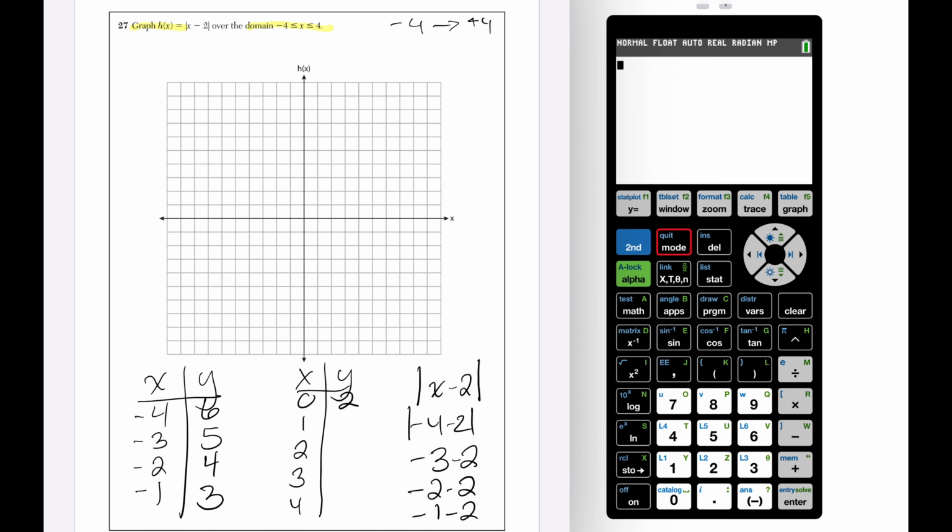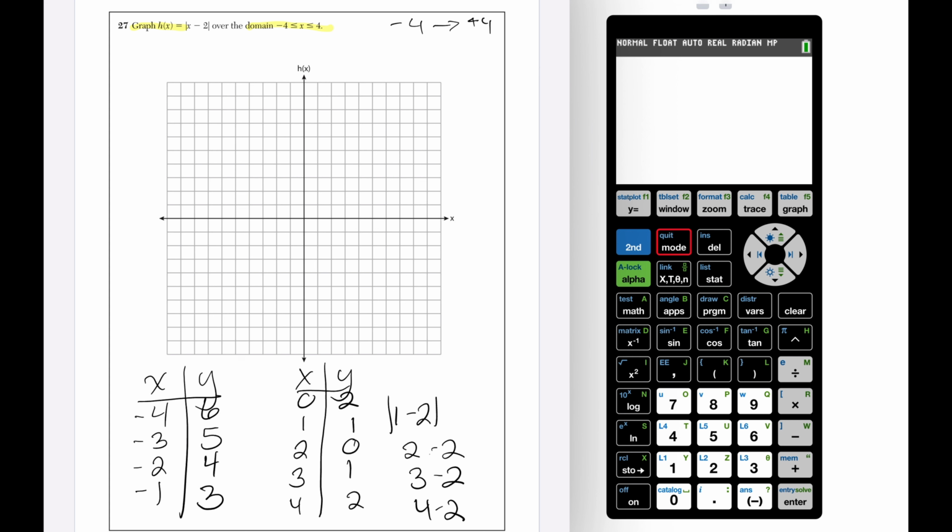Okay, and then it gets to the next ones where now my numbers are more positive. But I'm still subtracting. So for example, I would do 1 minus 2. So that would be -1, so the absolute value would be 1. 2 minus 2 is equal to 0. Absolute value would still be 0. 3 minus 2 would be 1, so +1. And 4 minus 2 would be 2. So here are all my coordinates.